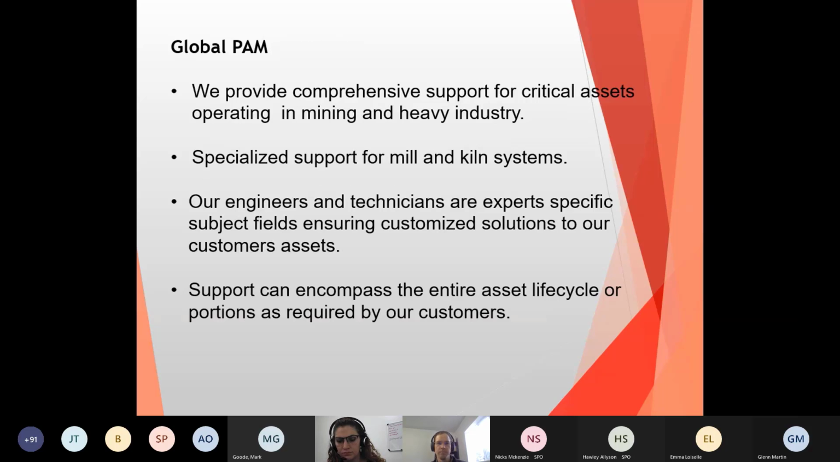So a little bit of background on Global PAM, if you're not familiar. We provide comprehensive support for critical assets operating in mining and heavy industry. As I mentioned, cement and pulp and paper are some of the other industries we work in. We provide specialized support for mill and kiln gear systems, and our engineers and technicians are really experts in their specific subject fields, ensuring that we're providing customized solutions to our customers' assets. So we're generalists, we try to be specialists. And support encompasses the entire asset lifecycle for those assets under our portfolios.